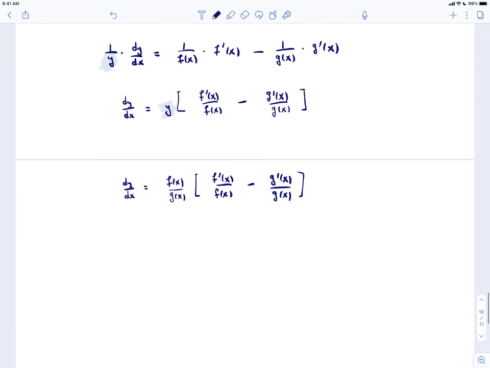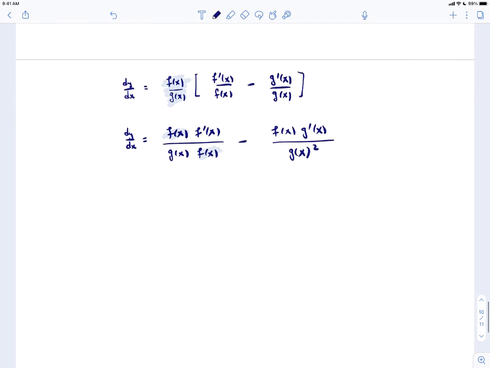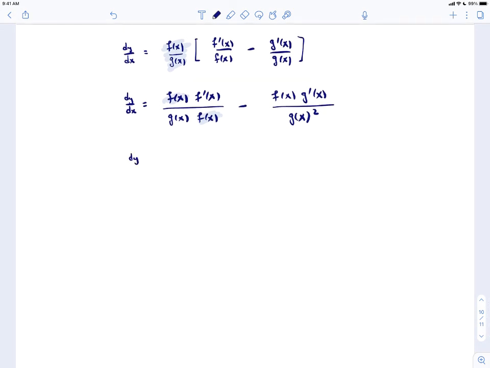And now we just distribute this f over g. We'll have that dy/dx is equal to f at x times f prime at x over g at x times f at x minus, and now we'll have f at x, g prime at x divided by, and now we have a g at x times itself, so we have squared. And we'll notice that this f at x cancels with that f at x, and what are we left with? We're left with dy/dx is equal to f prime at x over g at x.